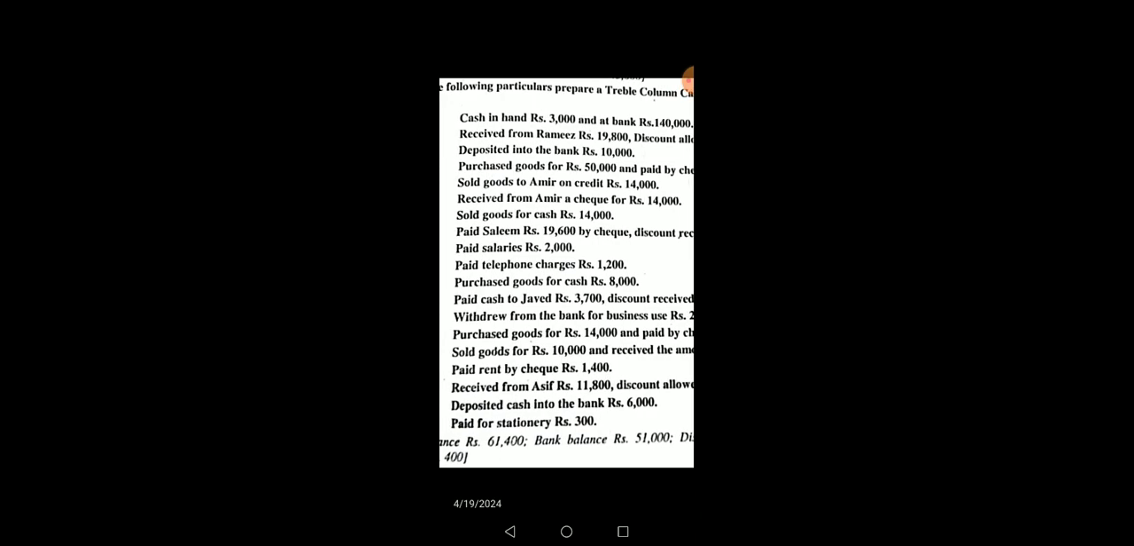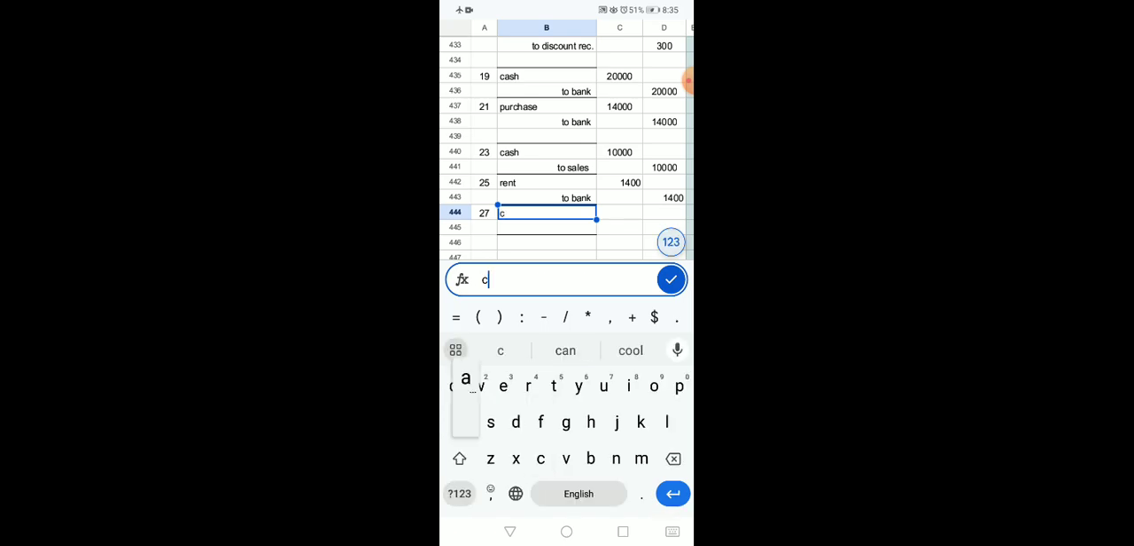We will talk about it again. For now we are focused on received rupees 11,800 from Asif. You are receiving cash. That means cash in hand is increasing. Cash in hand is your asset. Asset is increasing. Increase in asset should be debited. So you will mention cash on the debit side.